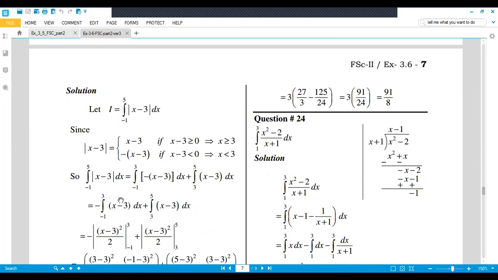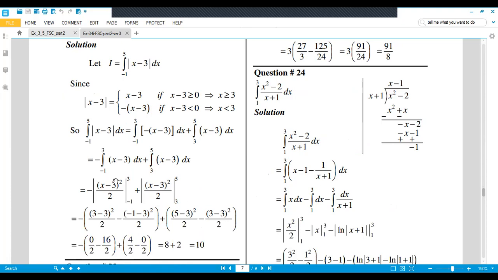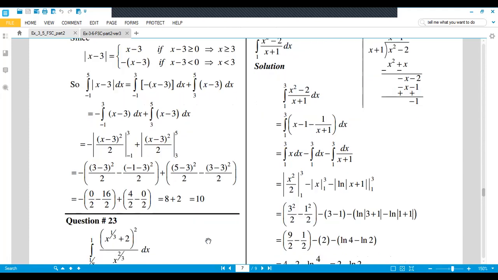When you take the integral of this, it will be x minus 3 square divided by 2 from minus 1 to 3, and the integral of the other is x minus 3 square divided by 2 from 3 to 5. So the upper limit 3 you put in place of x, minus the lower limit minus 1 you put in place of x in this term, and here the upper limit 5 you put in place of x in this term, and then minus the lower limit 3 in this term in place of x, so you will get 10.